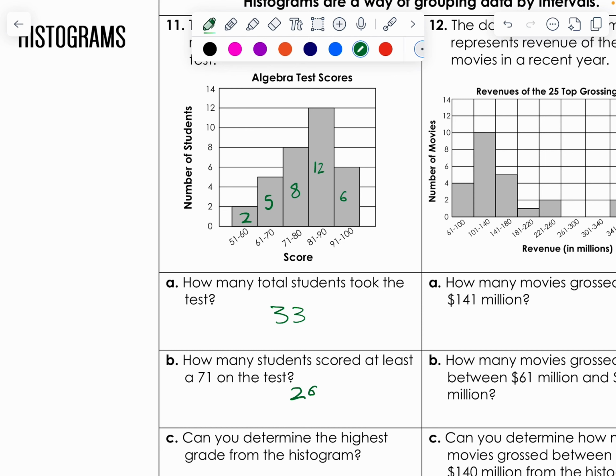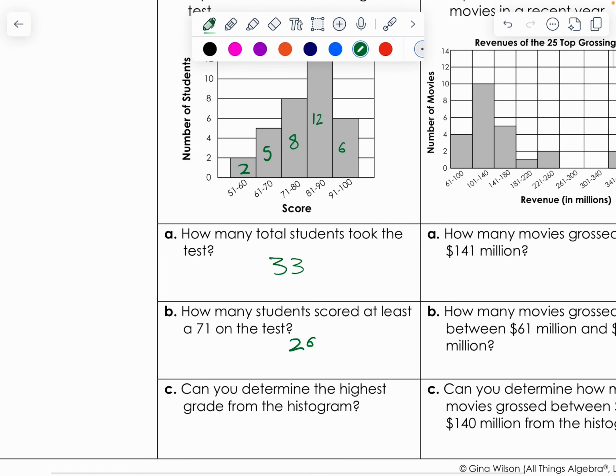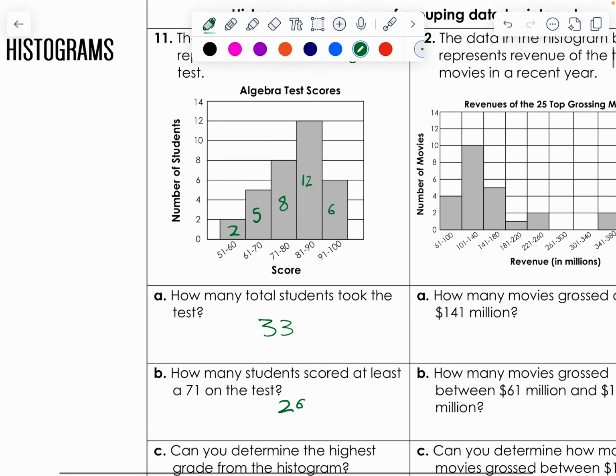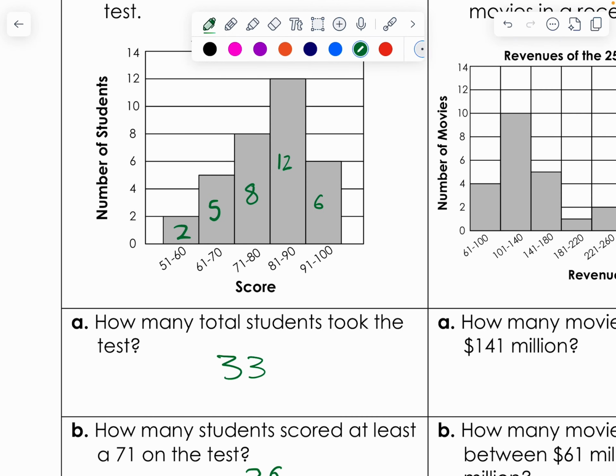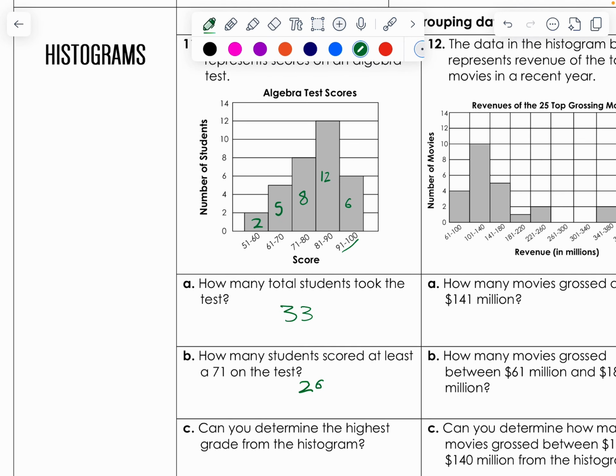All right, now lastly, I'm going to erase these little arrows here and that circle. And now part C, last question. Can you determine the highest grade from the histogram? All right, well then let's go and look at our last box here. So we see that we had 6 students score in the 91 to 100 range. Do I know which is the highest? No, we don't. Now, why do we not know?